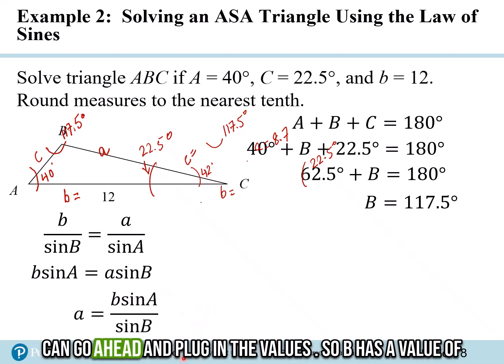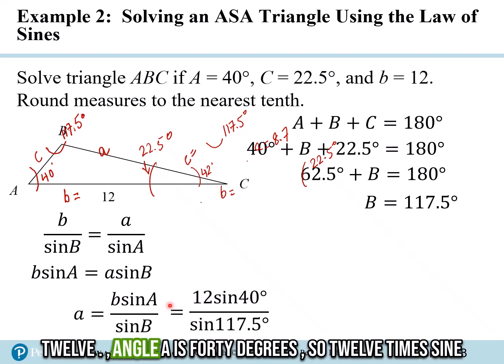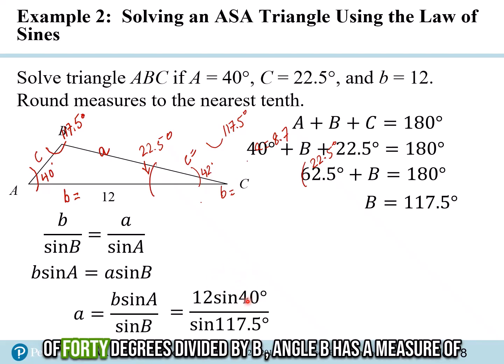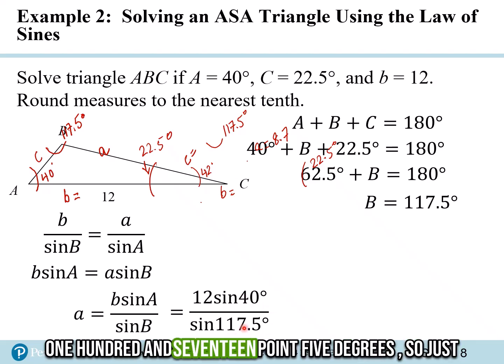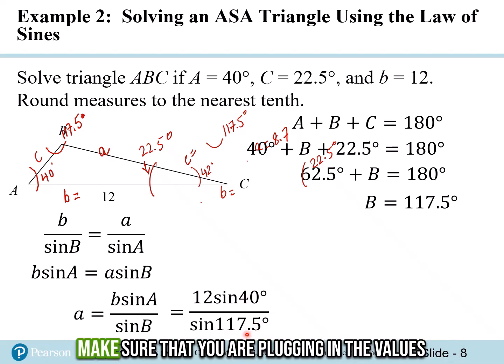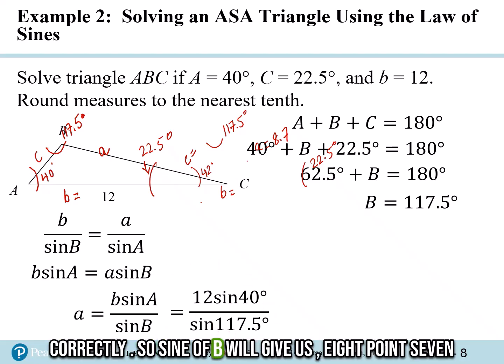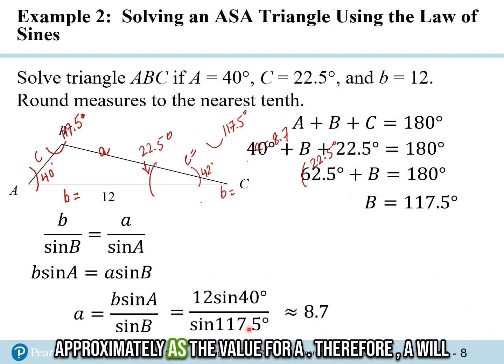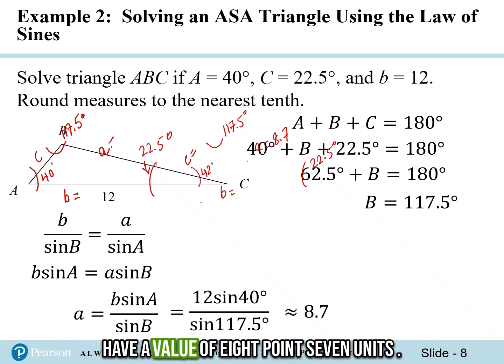And now we can go ahead and plug in the values. So B has a value of 12. Angle A is 40 degrees. So 12 times sine of 40 degrees divided by sine of B. Angle B has a measure of 117.5 degrees. So just make sure that you are plugging in the values correctly. So we get approximately 8.7 as the value for A. Therefore, A will have a value of 8.7 units.